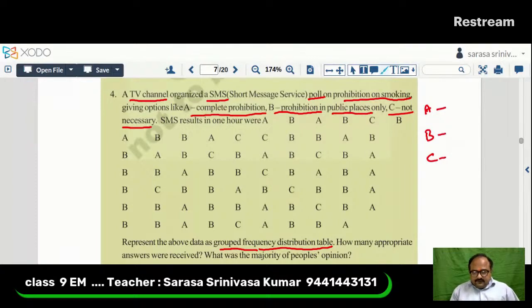This is the first one. Second is how many appropriate answers were received. So we should count the total number of answers. That gives us the appropriate answers. Next, what was the majority of the people's opinion? These are the questions. Now let us answer this problem.